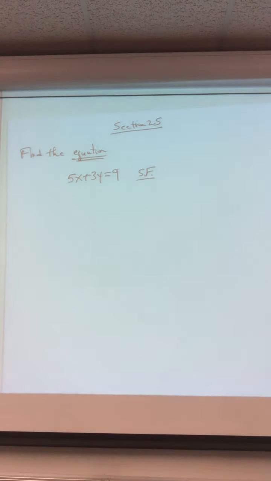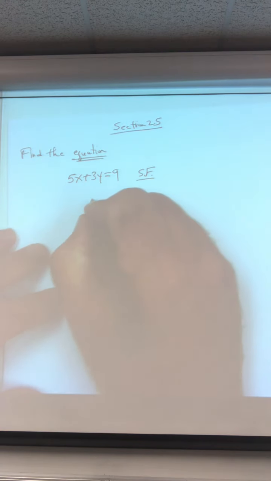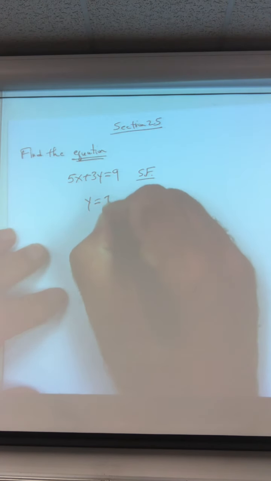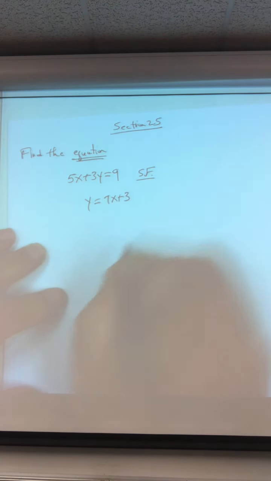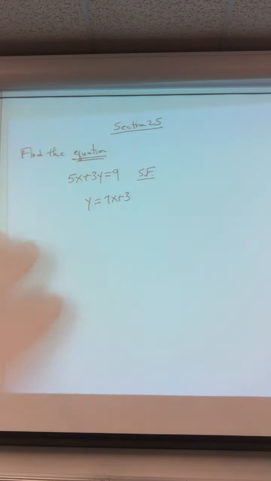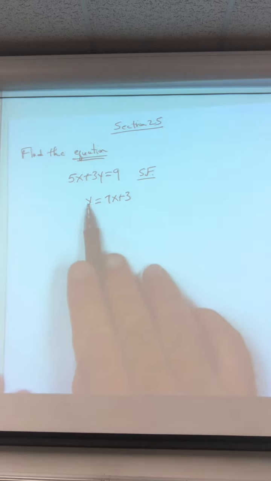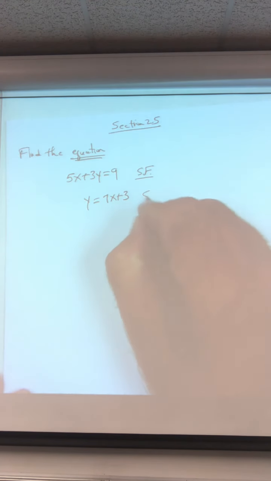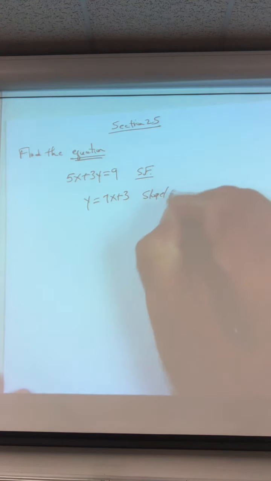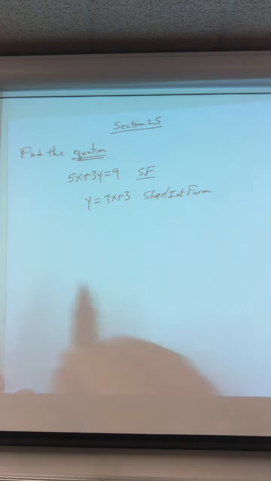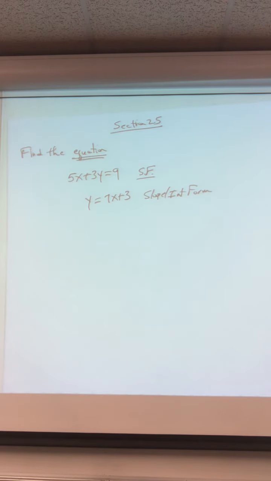Let me give you another one. Another equation may look something like this. Here's another one. Now, this is a slanted line. How do I know that? It has an x and a y in it. But this is slope-intercept form. Now, both of these are slanted lines because they have x's and y's in them.